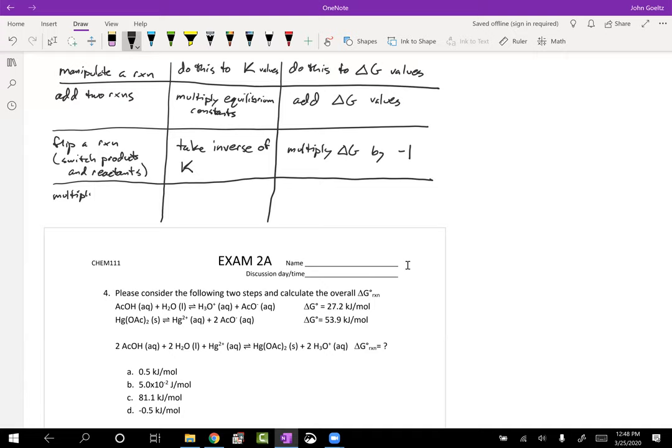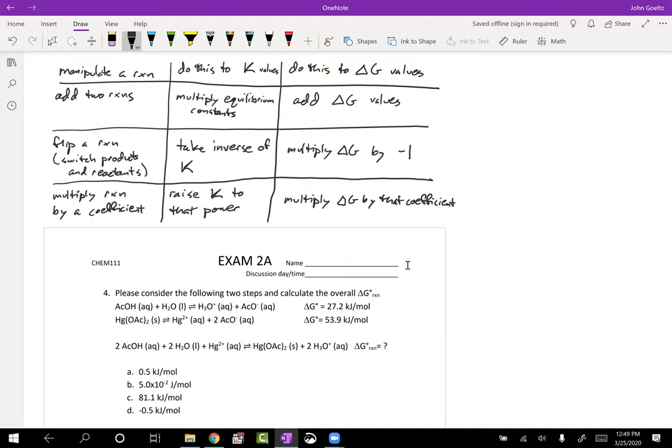If we multiply a reaction by a coefficient, that is, if I need two of them to get something to cancel, you raise K to that power. You take that coefficient and make it an exponent, sort of like we do when coefficients become exponents when we're doing products over reactants. And what do we do to the delta G's? Well, if you have twice as many products and twice as many reactants, multiply delta G by that coefficient. Okay, take a moment to get these all in one place in some notes, because this is exactly what you need to do for question four that's below here.